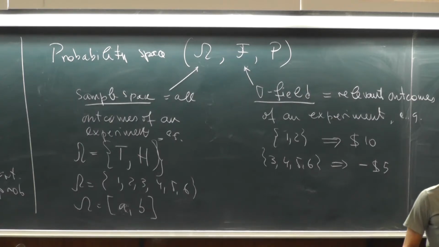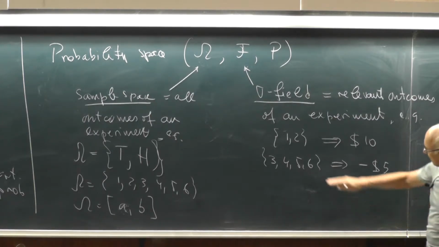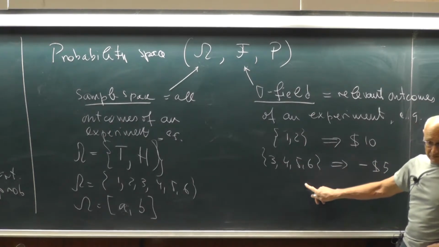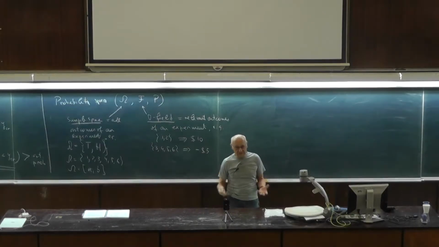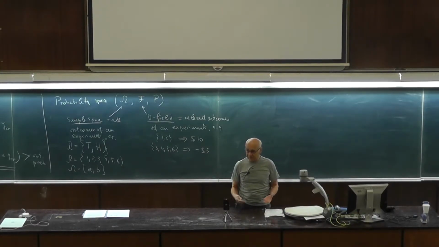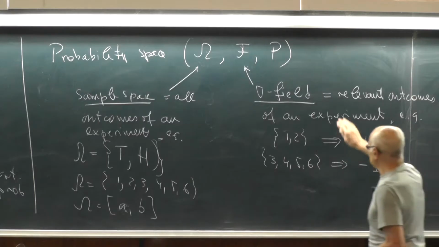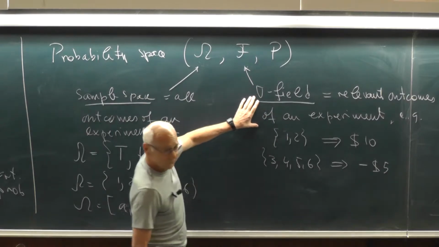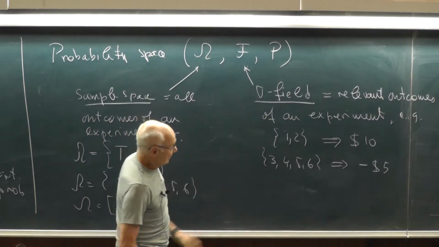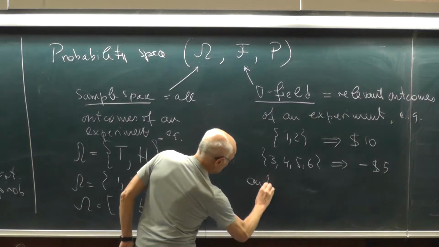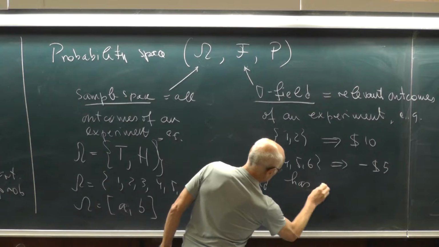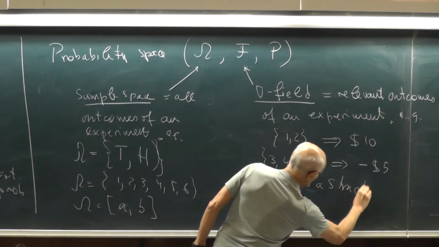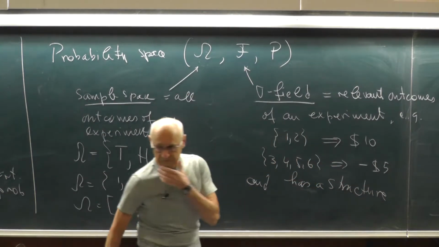If I change the game, and I say, okay, I keep this as it is, but if it's this, you are going to lose $3, $4, $5, $6, for example, then this representation is too coarse to describe this experiment. Now, what the sigma field does, as I said, it includes all relevant experiment outcomes, and I should say it has a certain structure. And this is a structure which is required. And now I'll give you a definition.